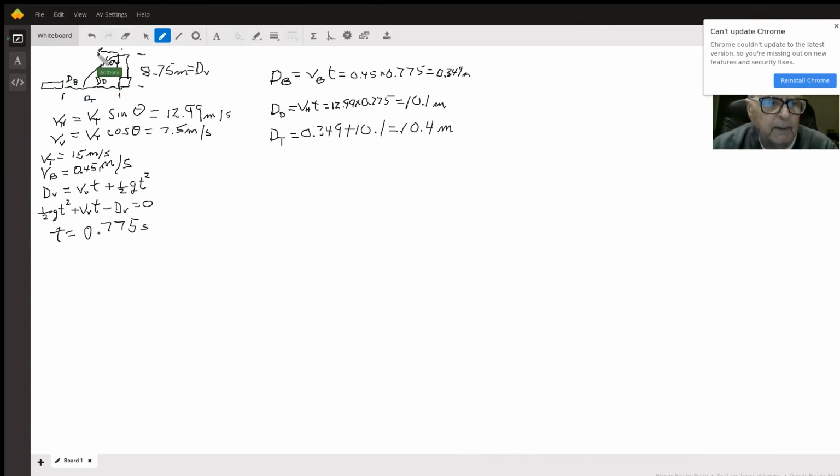Okay, this is a drawing, a sketch of the problem. We have here a boat, and some water, the dock, a tower. Now, the distance from the top of the tower to the sea level is given as 8.75 meters. And we're going to call that D sub V. That's the vertical distance.